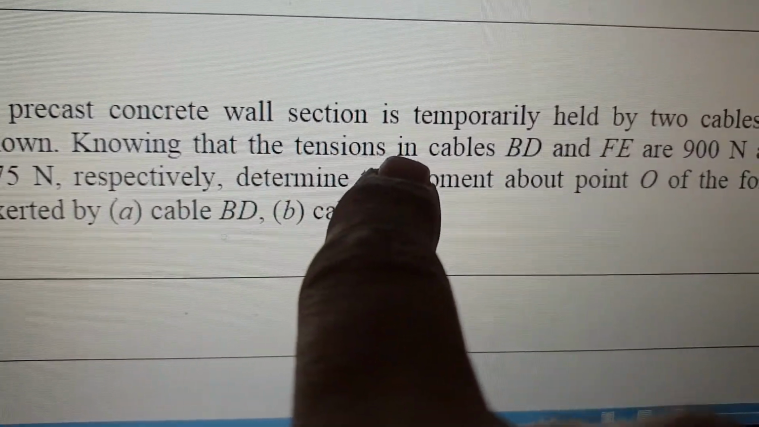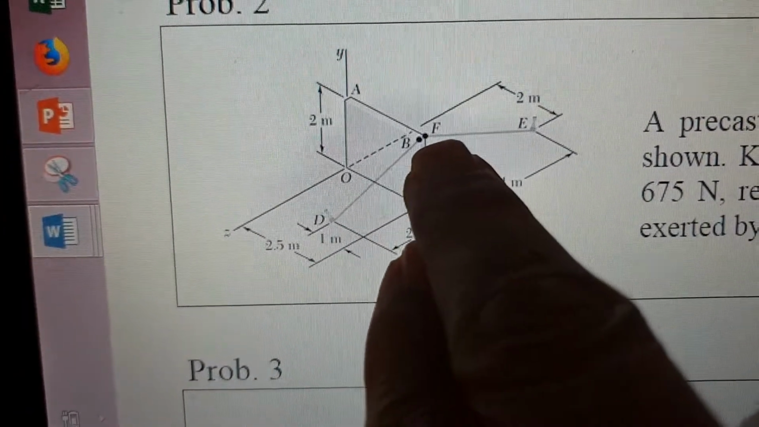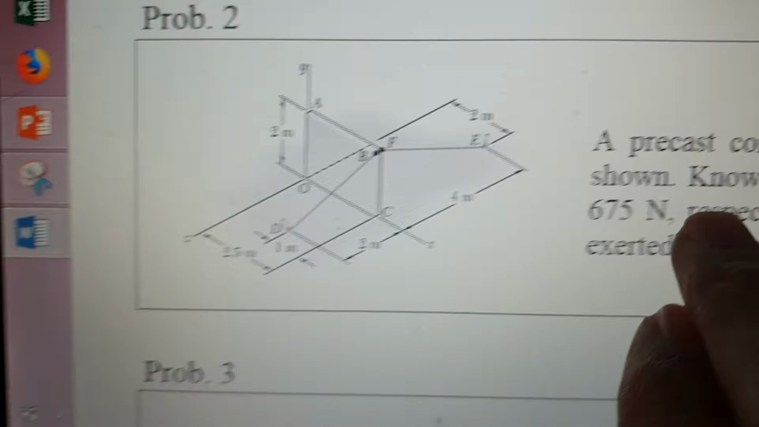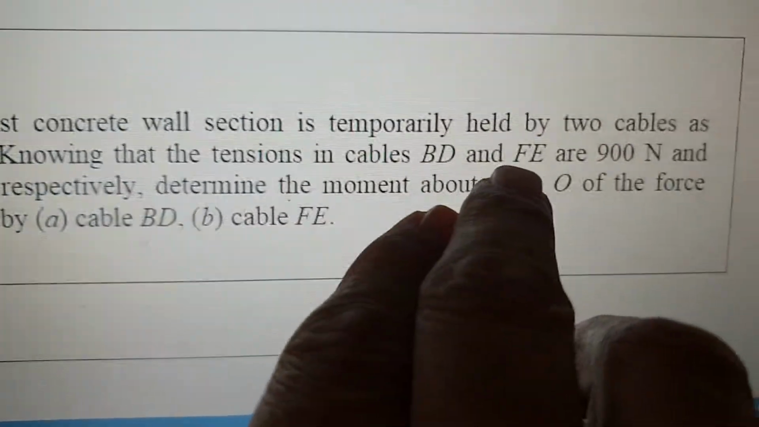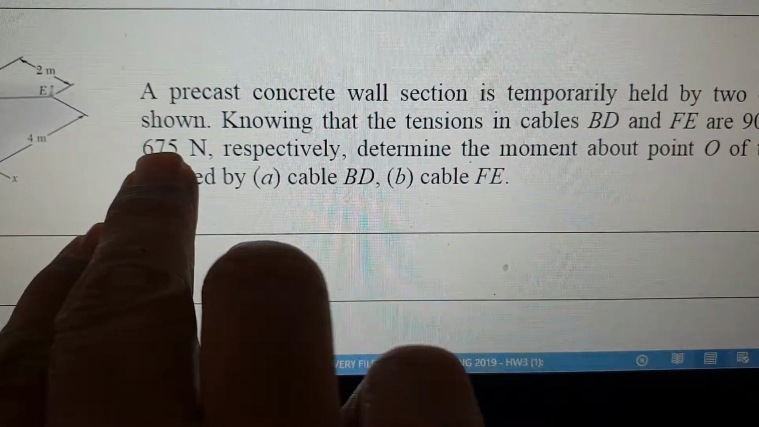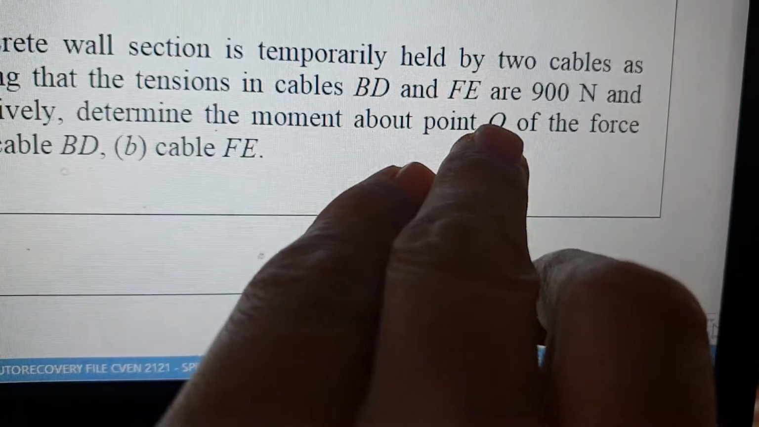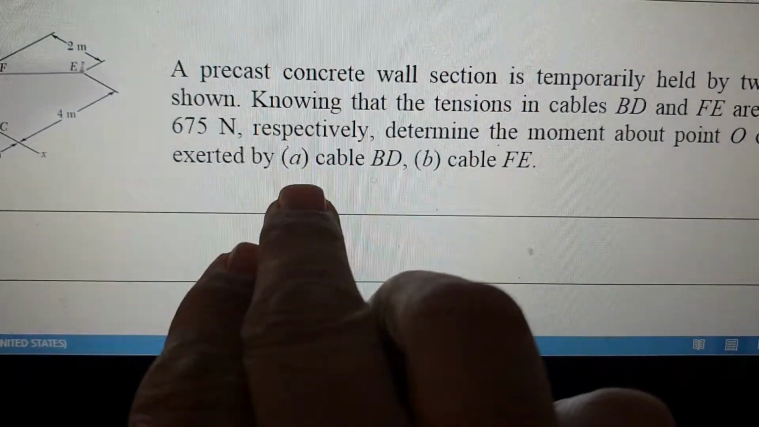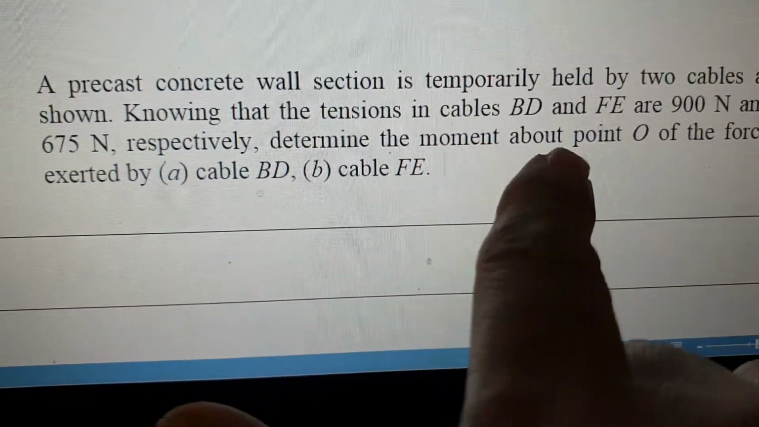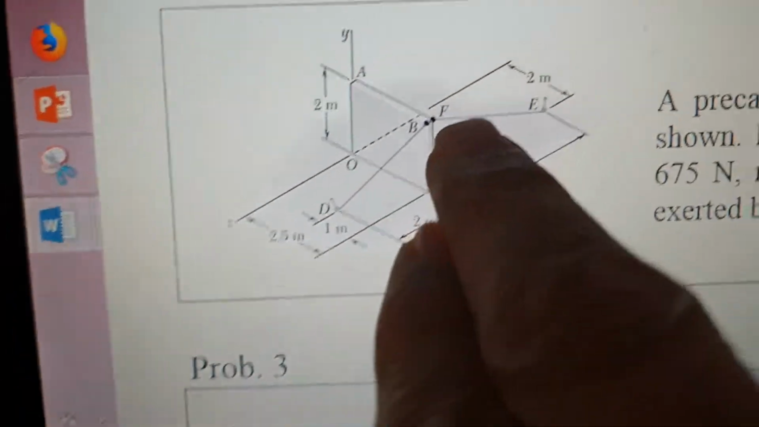Knowing the tension in cable BD and FE. So you have a wire cable BD, and another cable, FE. He gives you the tension in cable BD and EF: 900 Newton for BD and 675 for EF, respectively. Determine the moment about point O of the force exerted by cable BD and cable EF. So he wants to know the moment about point O of the force.